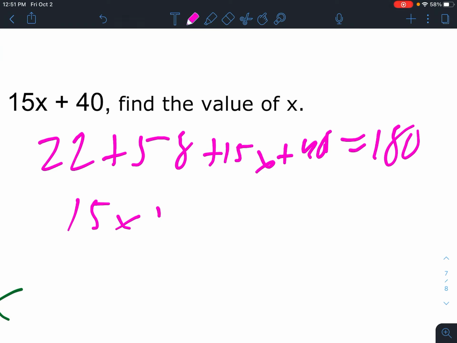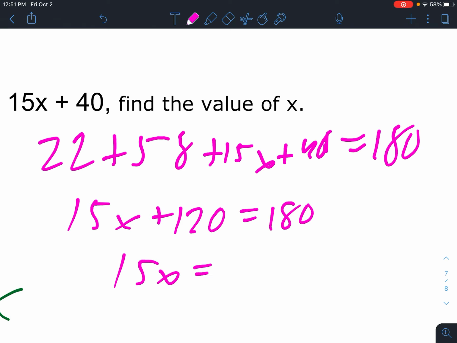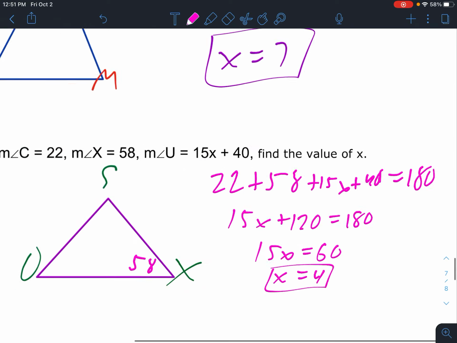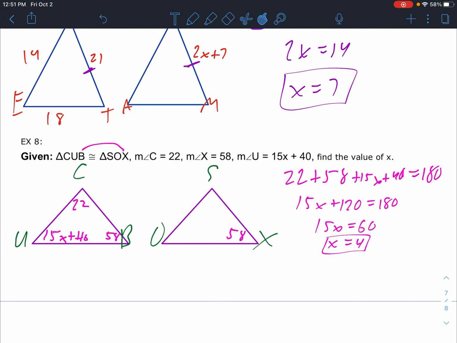Combining like terms here, and subtracting 120 and dividing by 15, we get our answer is x equals 4. That is the end of chapter 3.